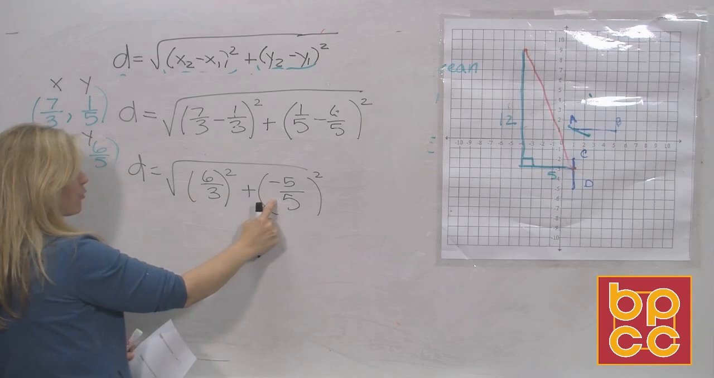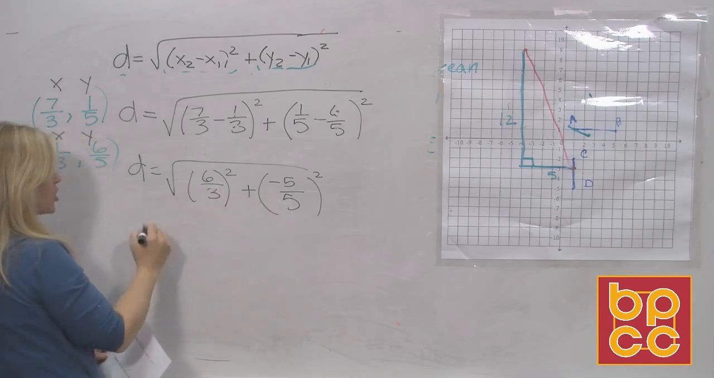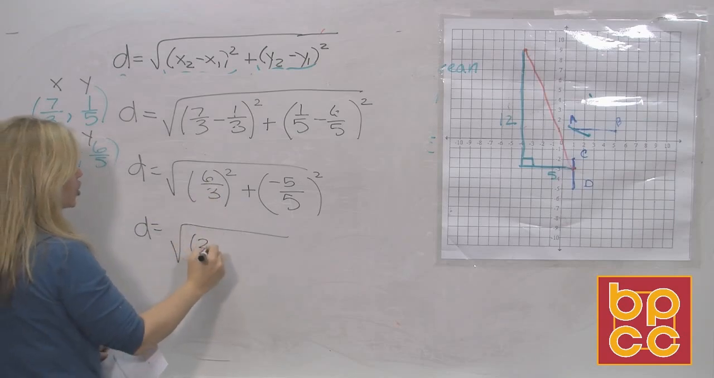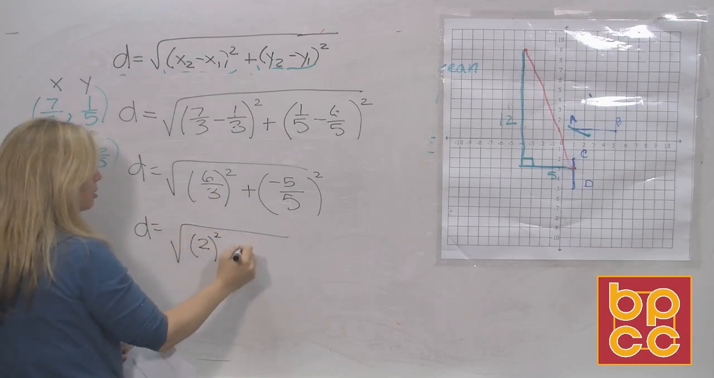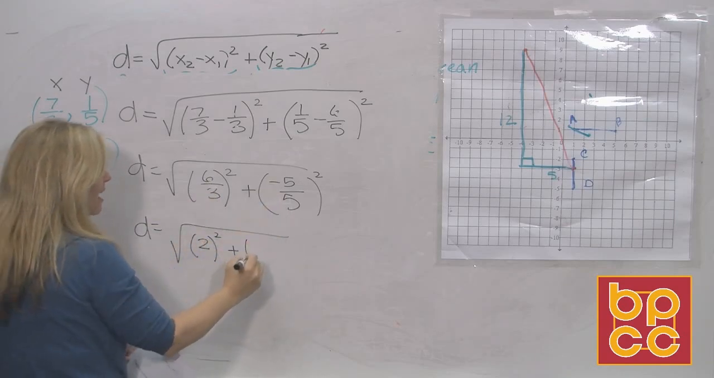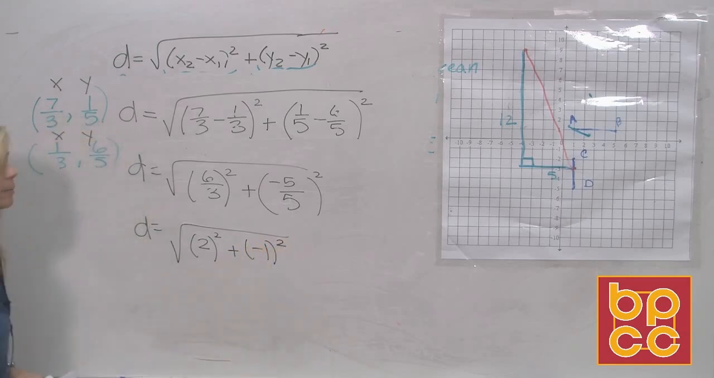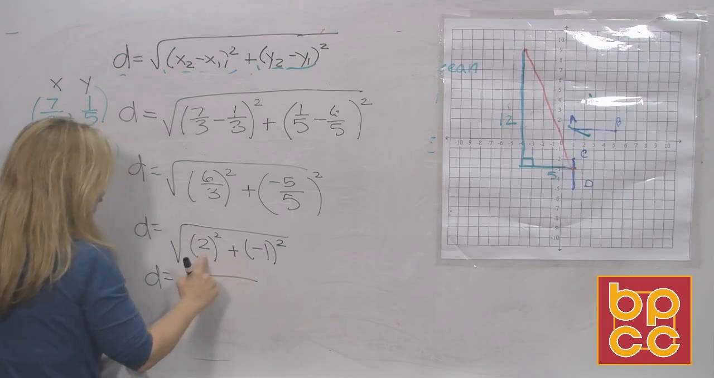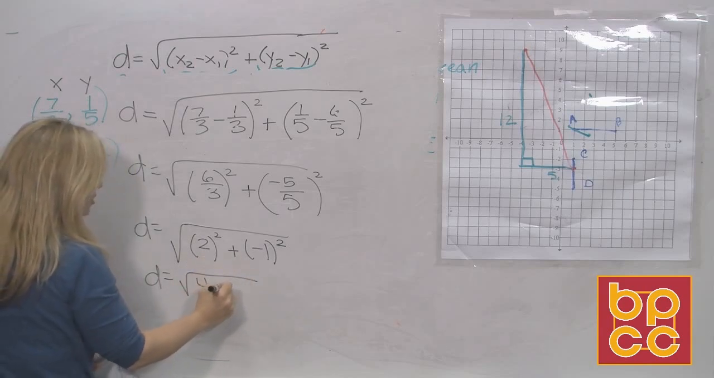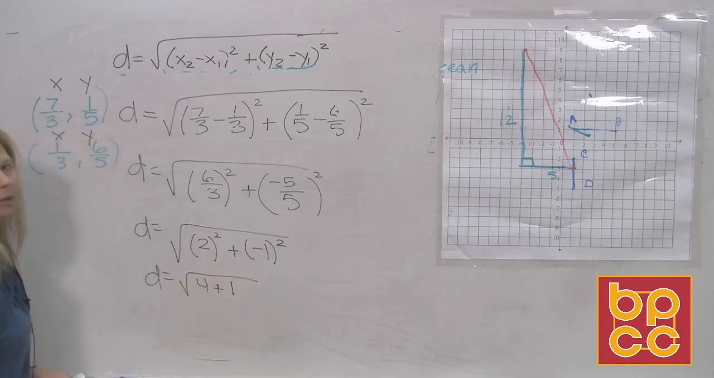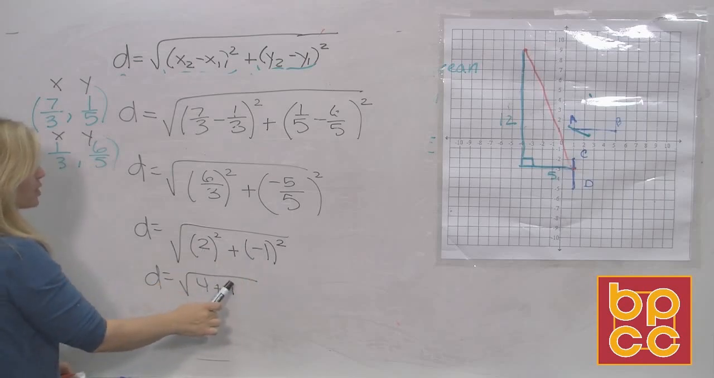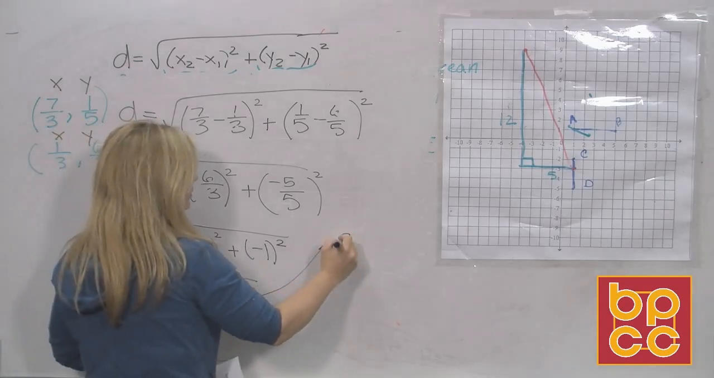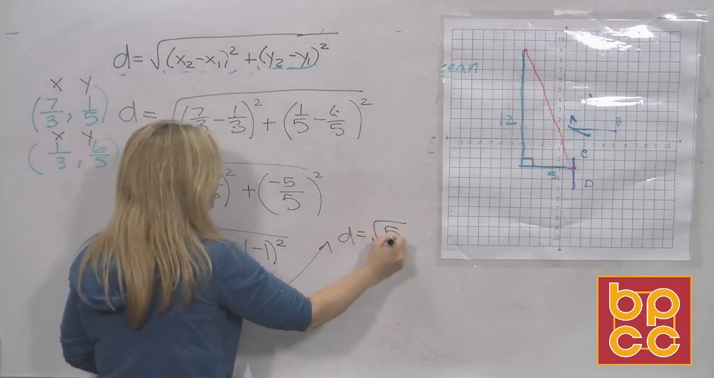Inside the parentheses, these are fractions. Fractions mean to do division. Can you divide? Sure you can. 6 divided by 3 is 2. That's 2 squared. Plus, -5 divided by 5 is -1 squared. Now we're going to do our exponents. We're going to square. 2 squared is 4 plus -1 squared is 1. Remember, when you square, they're always going to be positive. Now, what's 4 plus 1? That's 5. So this is the square root of 5.